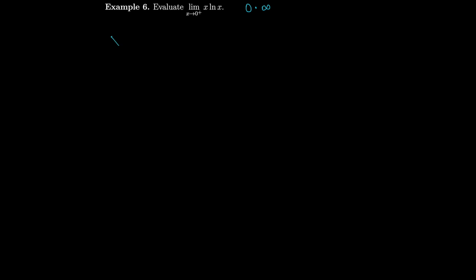Maybe we can actually use L'Hopital. If we say x ln x is equal to a quotient. Well, it's the same as ln x divided by 1 over x. Dividing by 1 over x is the exact same thing as multiplying by x. Well, now we have ln x going to minus infinity, and we have 1 over x going to infinity as x approaches 0 from the right. So I think we're good to go now. That means that we have it indeterminate of the form infinity over infinity.